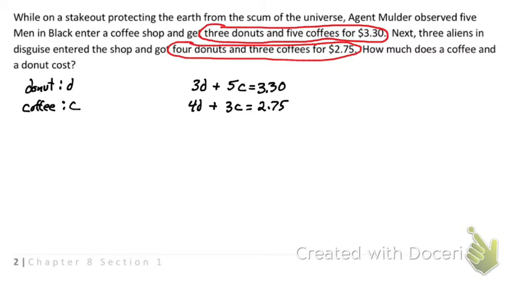Choose any method you wish. I want you to go ahead and solve these. Don't graph it. Don't graph it. It's going to be really hard with decimals. So let's use substitution or elimination, your choice.